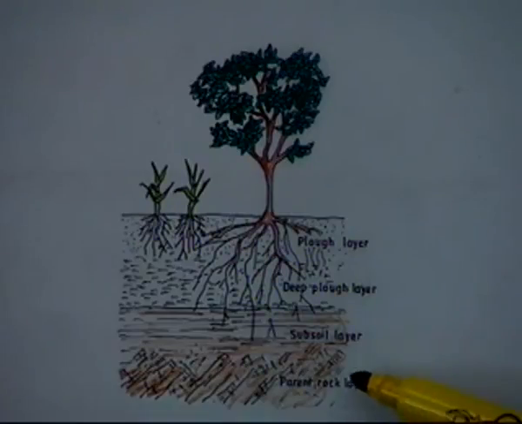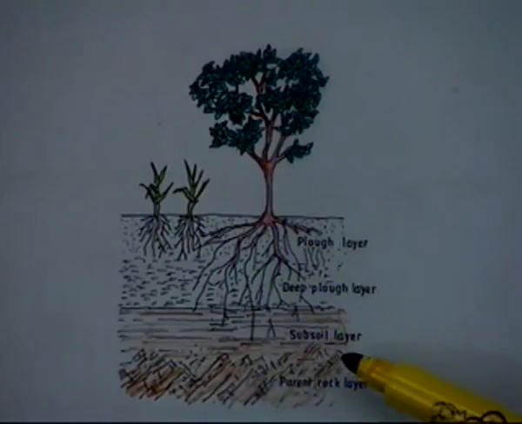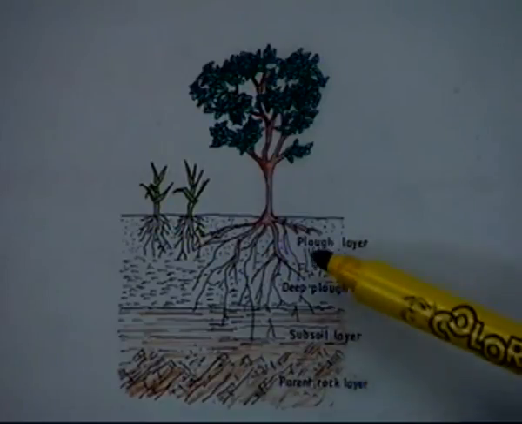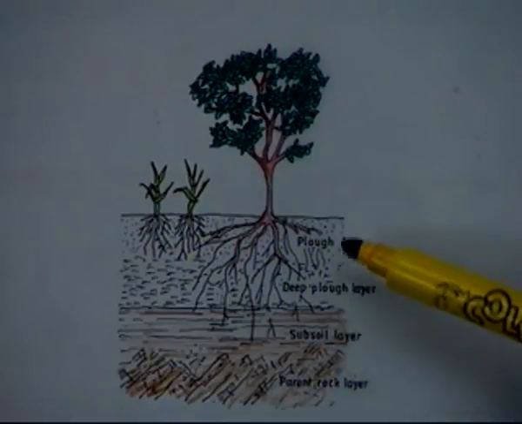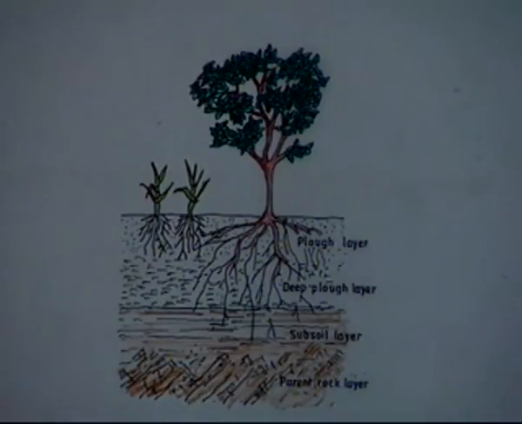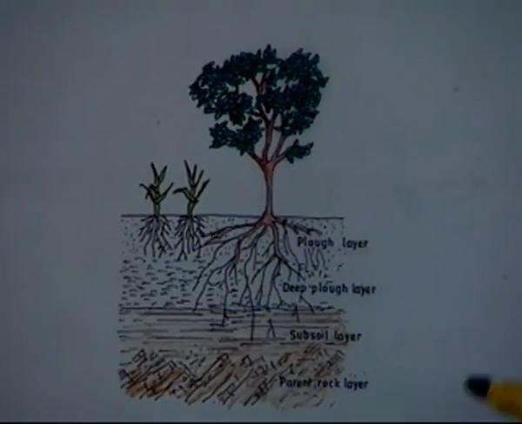And then follows the parent rock layer, which is the lowest level of the soil. Organic matter also won't be available in this layer, and that is a layer which is representing the parent rock, from where the top layers have been formulated over a period of time.